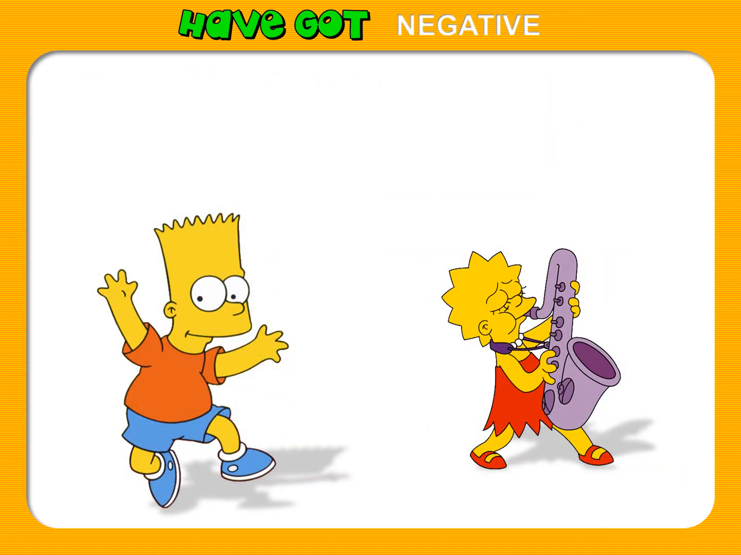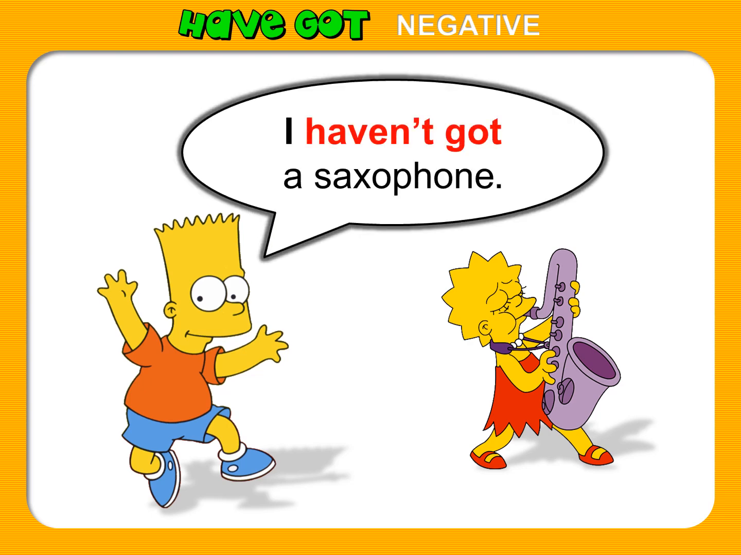Now, the negative form. As we said before, negative means not. So, the negative form of have got is haven't or have not got. And has got, hasn't or has not got. Okay, what can we say about this? We can say, I haven't got a saxophone.